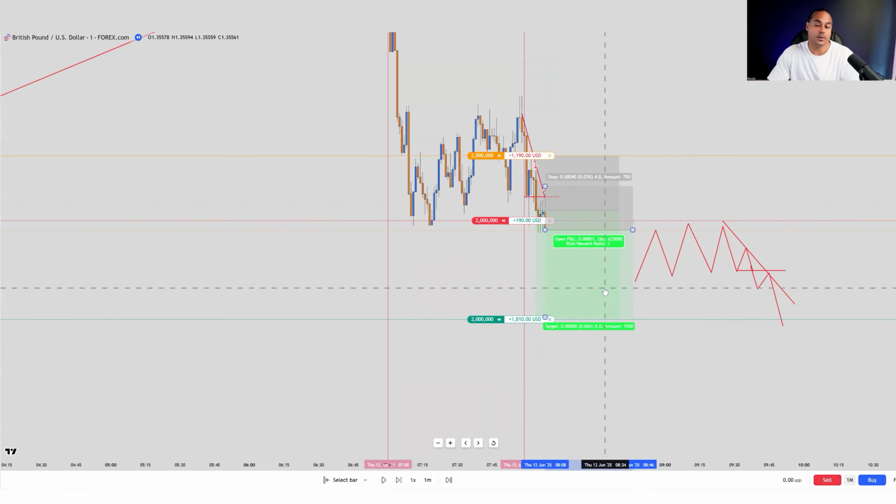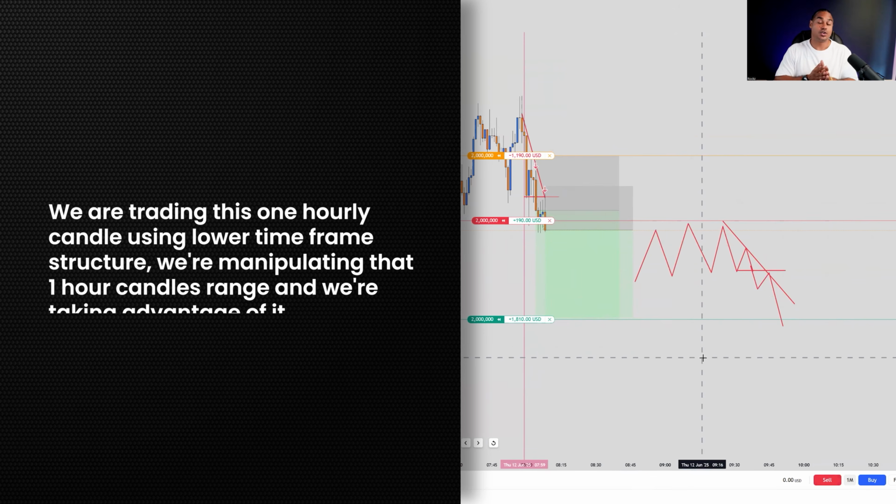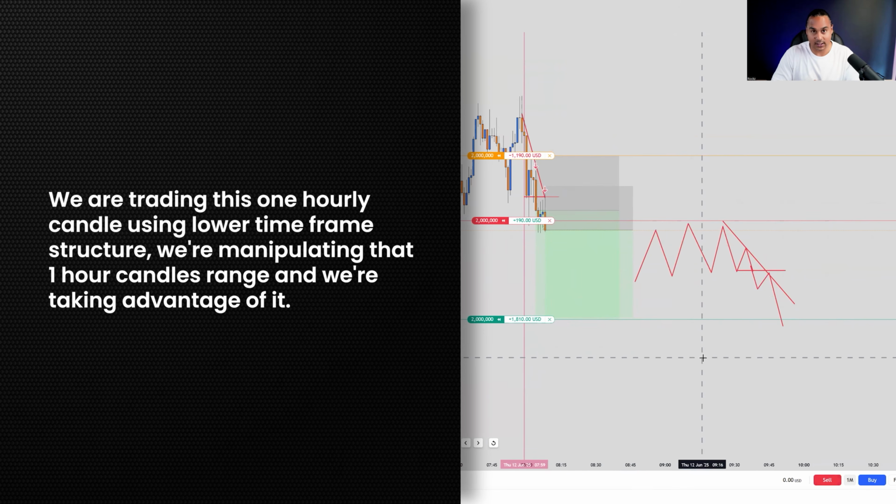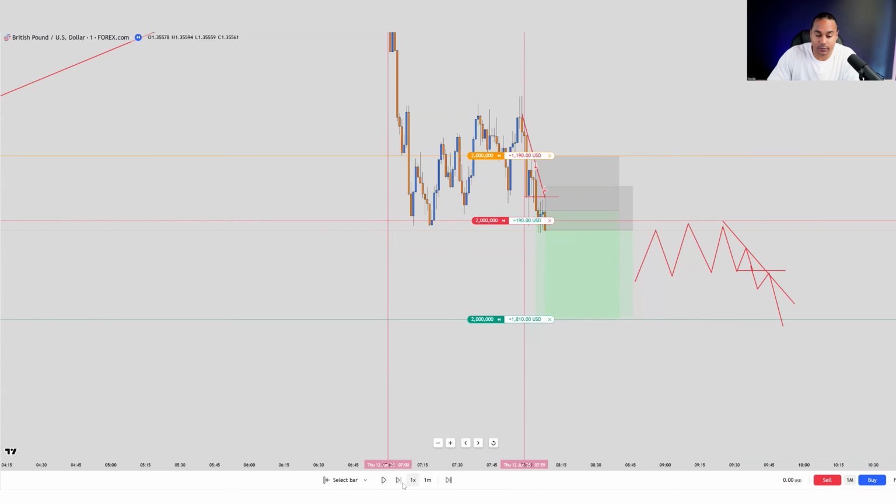What we're simply doing in here is trading this 1 hourly candle using lower time frame structure. We're manipulating that 1 hour candle's range and we're taking advantage of it. Okay, so let's continue with this. As you can see here, price continues down and I believe we hit our first TP.